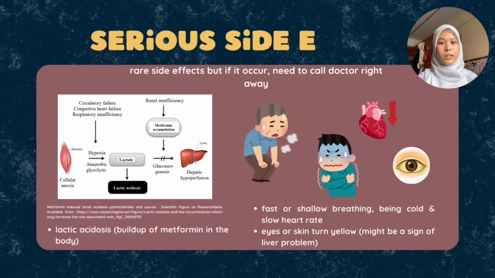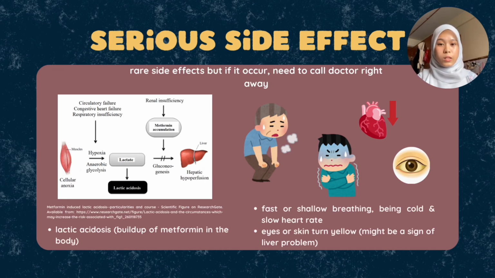Okay, moving on to the next slide, we have to talk about something that is more serious. Although it is rare, it is very important to know. So the first one is lactic acidosis, which is a condition where metformin builds up in the body, especially if someone has kidney problems, liver problems, or conditions like heart failure. The diagram here shows how it happens. When the body doesn't get enough oxygen, lactate will accumulate, leading to these dangerous conditions.